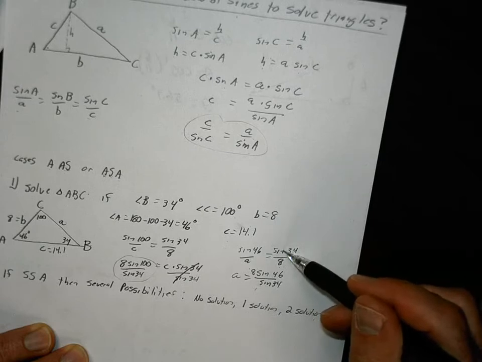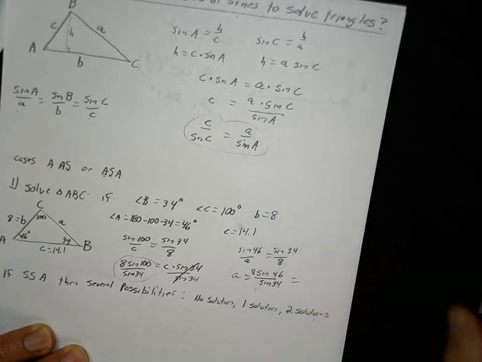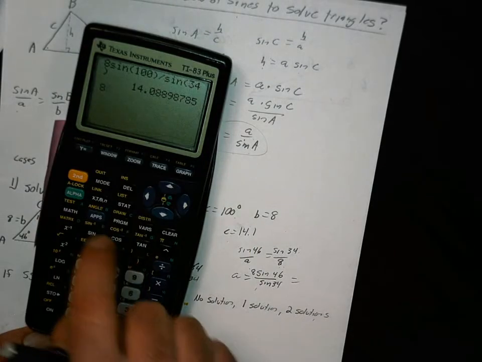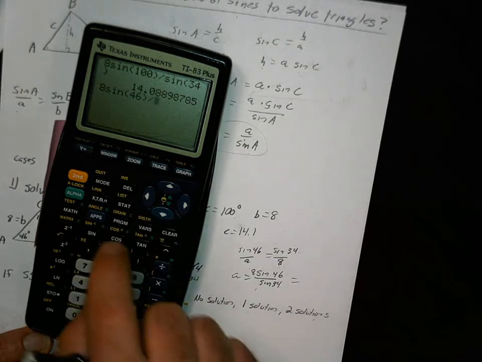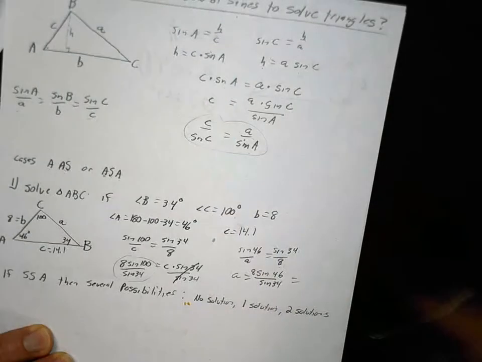When I multiply here, I'm going to get 8 times the sine of 34. I'm going to have to divide that. So using my calculator, see what we get. 8 sine 46 divided by sine 34. 10.3.